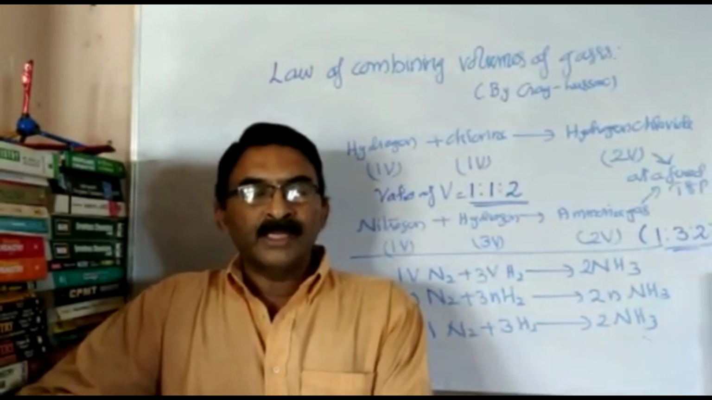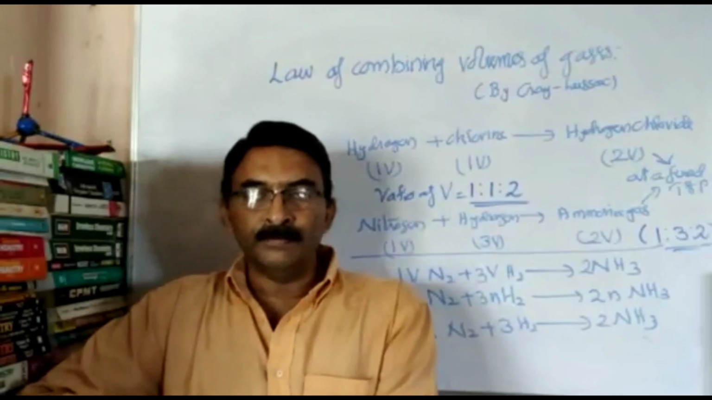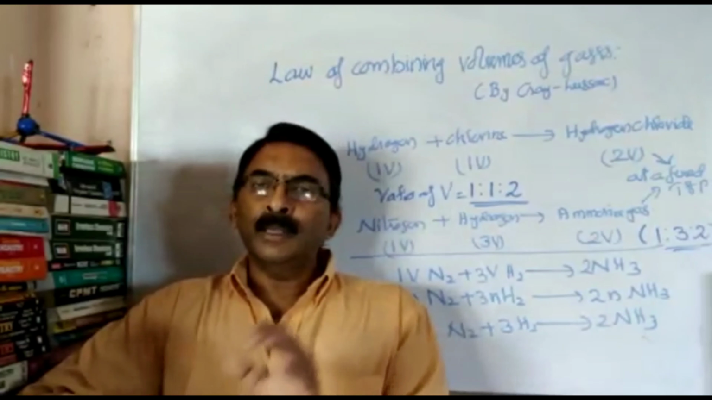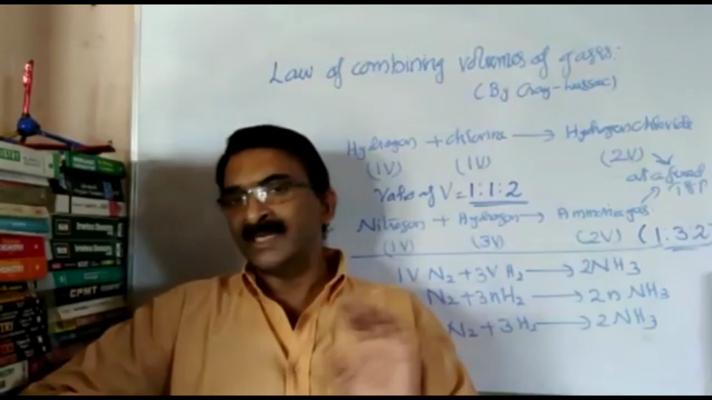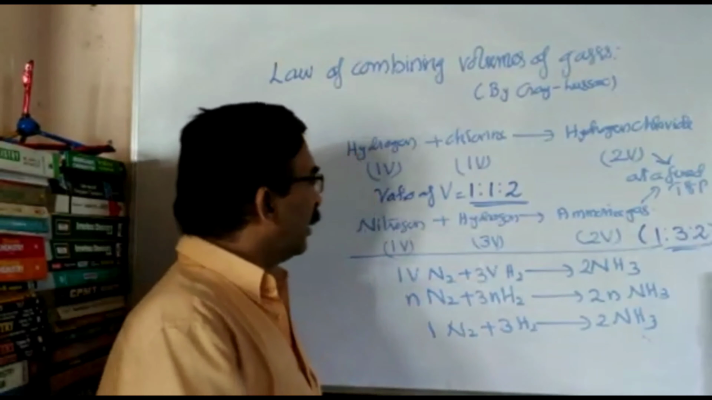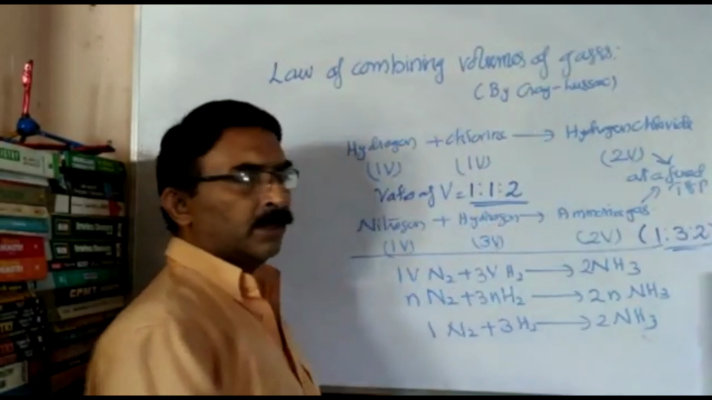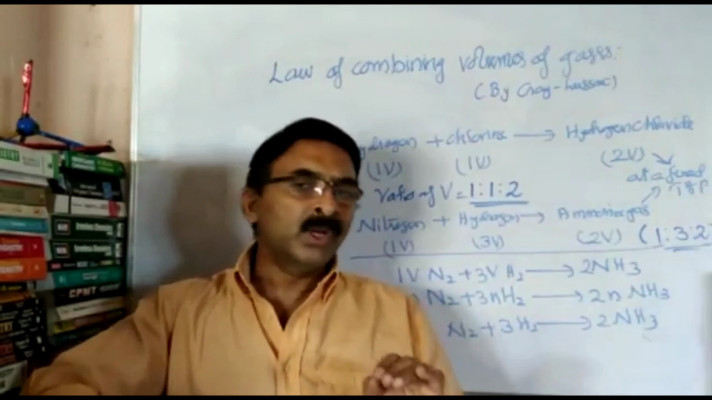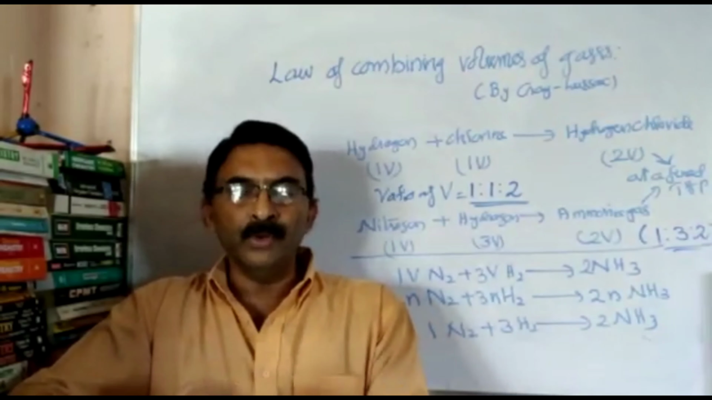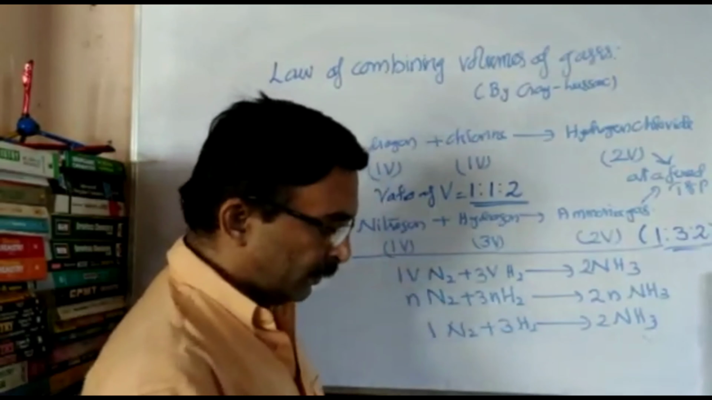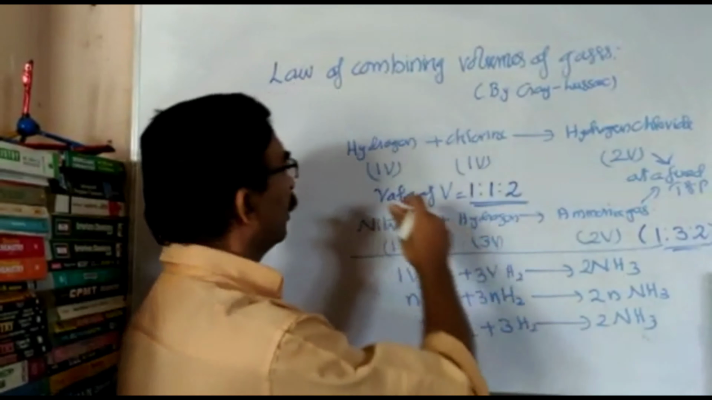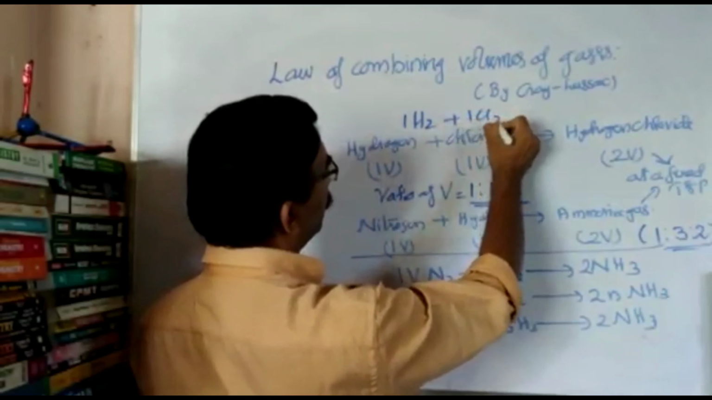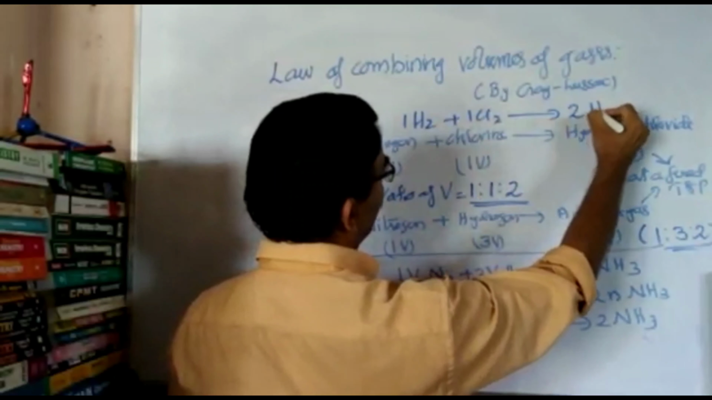Now, see, at the time of introduction of this law, the practice of writing chemical equations was not there. That's why I didn't use symbols. I simply wrote hydrogen plus chlorine giving hydrogen chloride. But now we know how to write a chemical equation. For example, in the first case, presently we write 1H2 plus 1Cl2 giving 2HCl.